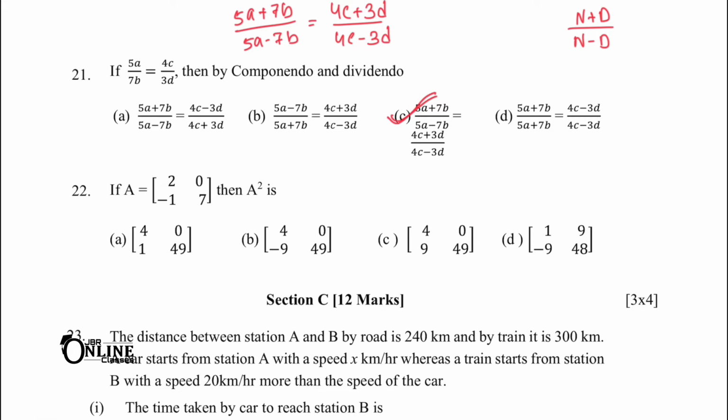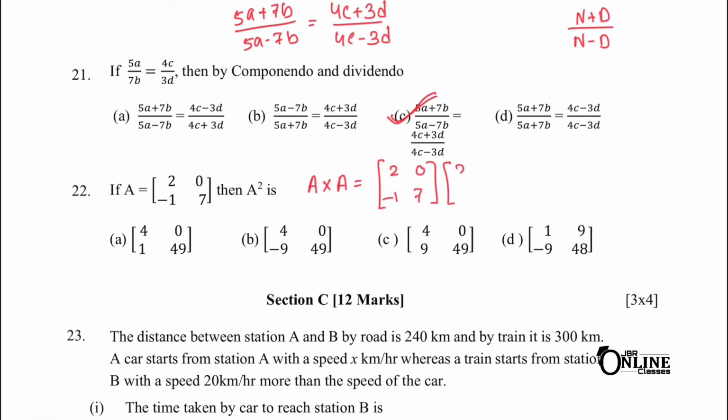Next one, number 22. If A equals the matrix 2, minus 1, 0, 7, find A square. A square means A into A. That means here 2, 0, minus 1, 7, multiply with again 2, 0, minus 1, 7.